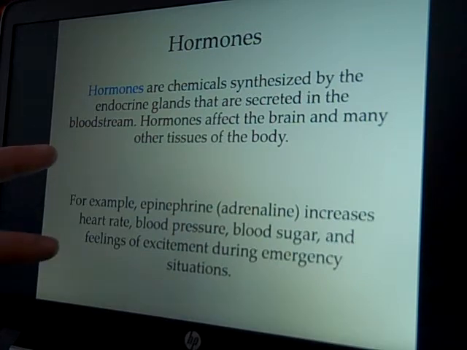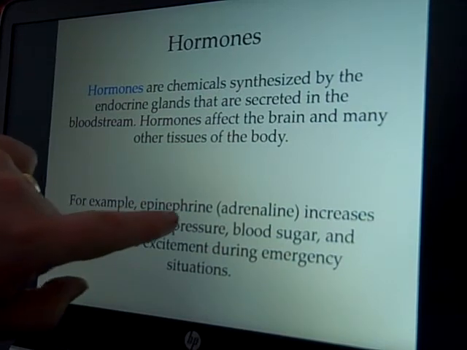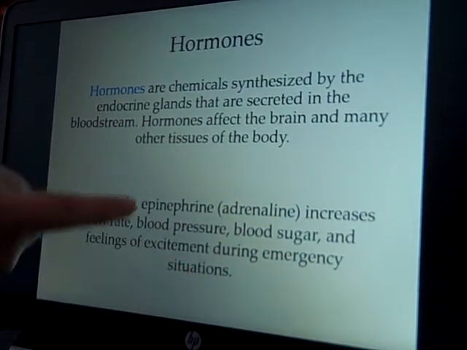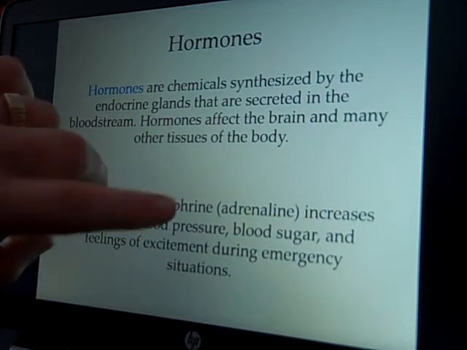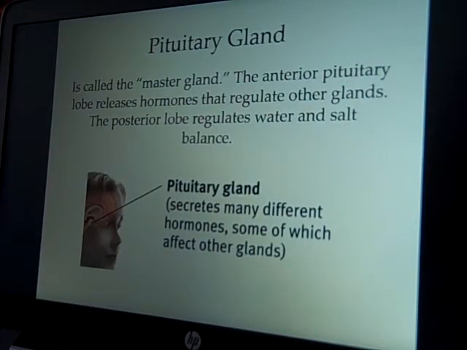And so, for example, of a hormone, adrenaline or epinephrine, increases our heart rate, our blood pressure, our blood sugar, and feelings of excitement during an emergency. This one is in fact designed to be felt for a fairly brief period of time. We'll talk a little bit about this.